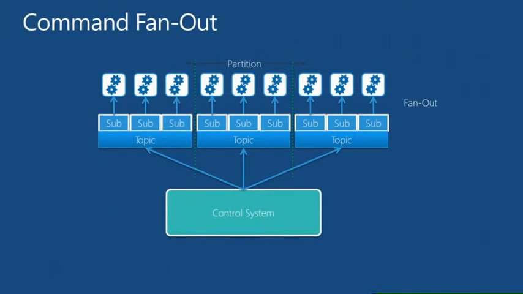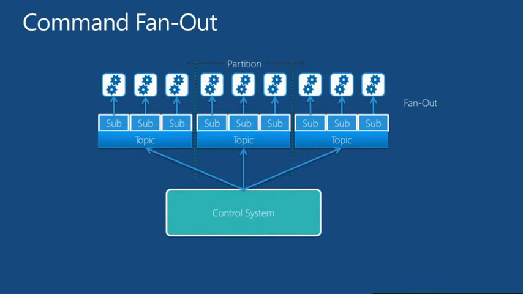Command fan out. What you can do here is you have the control system, and you have these partitions, and per partition you have one or multiple topics, and each have the devices hanging off them by way of subscriptions. The control system will now send messages to the individual devices into the topics, and then they will be filtered based on filters that are in the subscriptions. I'm going to show you that later as well.